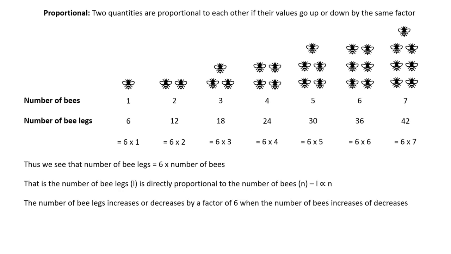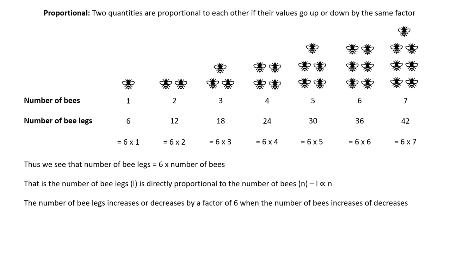We know what that factor is from the above example, right? So the number of bee legs increases or decreases by a factor of 6 when the number of bees increases or decreases. I've written it as "off", but it is "or". That's a typo which has happened. So this one is "or" and not "off". Increases or decreases, not increases off decreases.